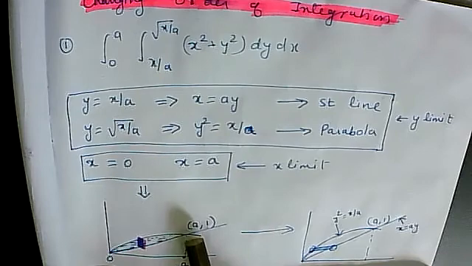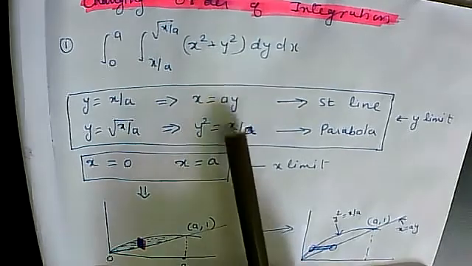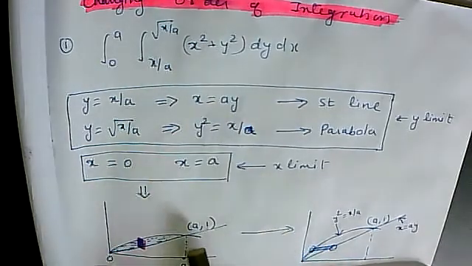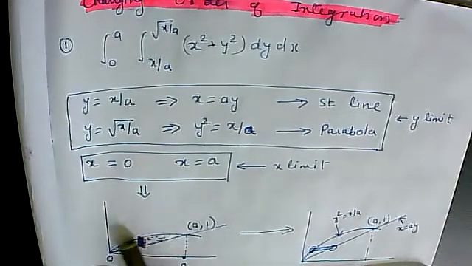If you find the point of intersection, since the line is y is equal to x by a, I can find the point of intersection by using these two relations. So at x is equal to a, y is equal to 1. So the point of intersection is (a, 1) and this is the region of interest.